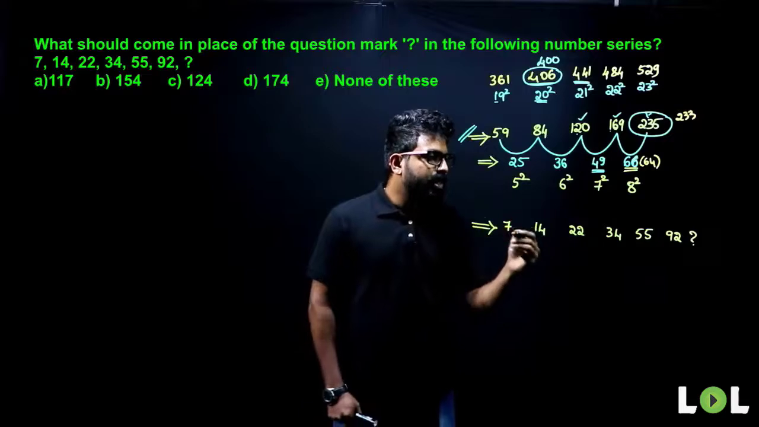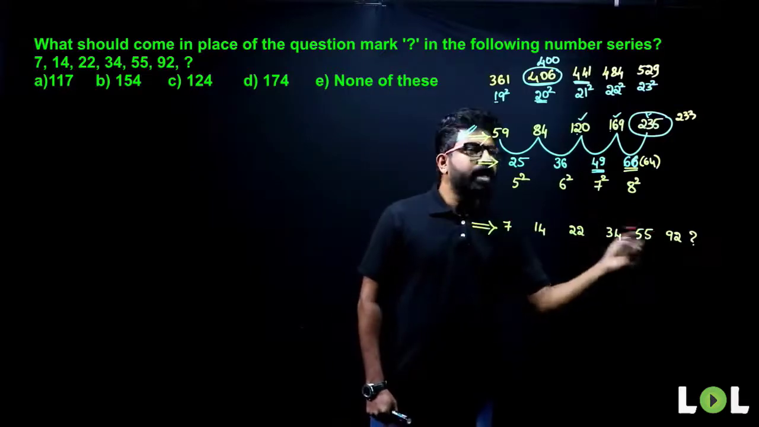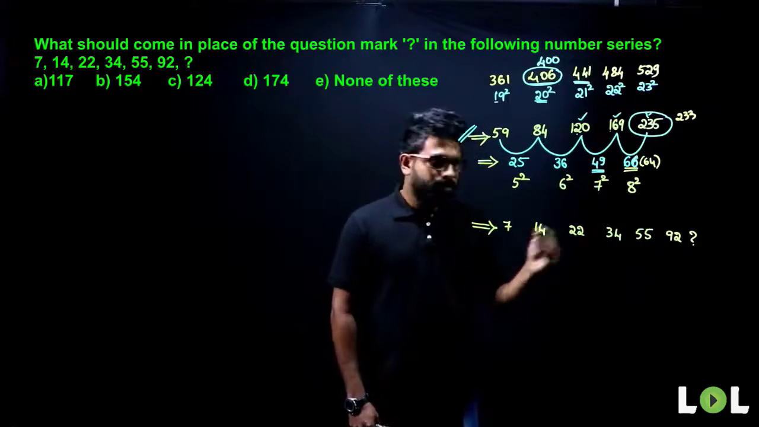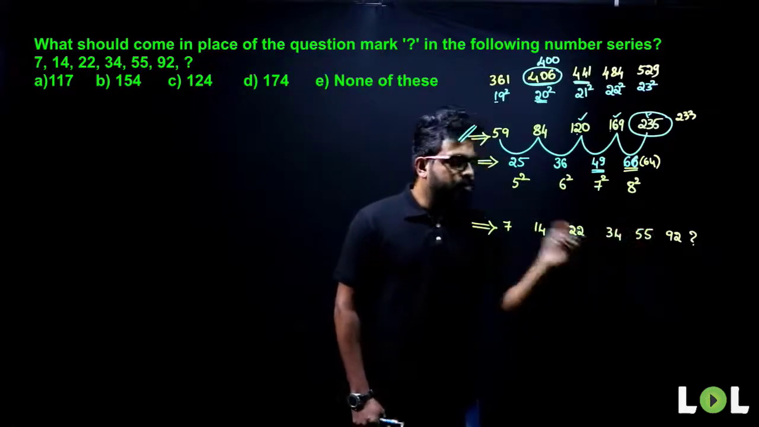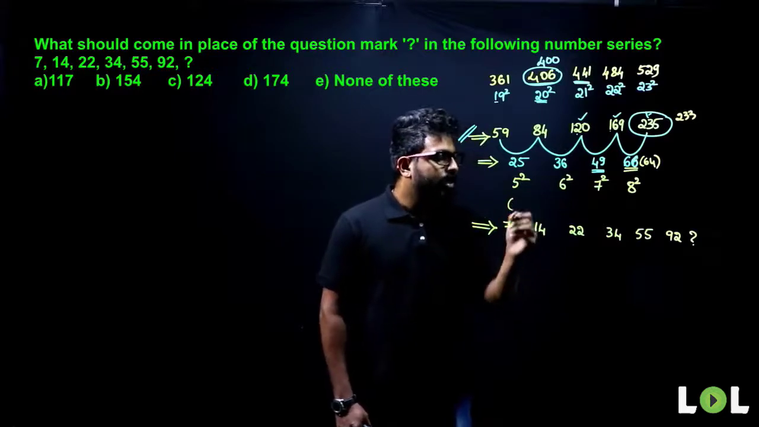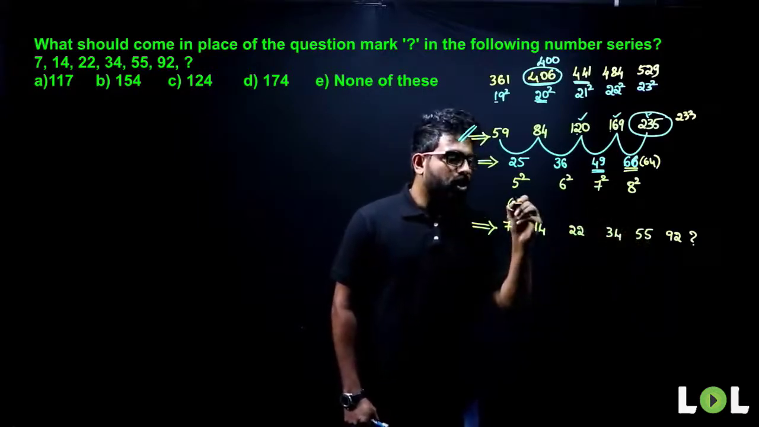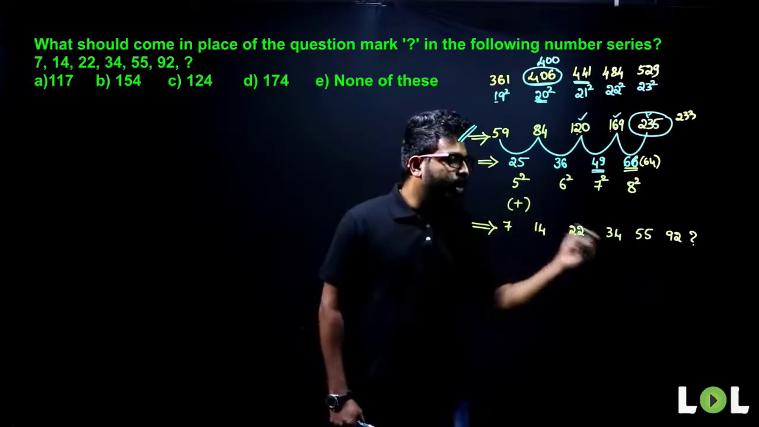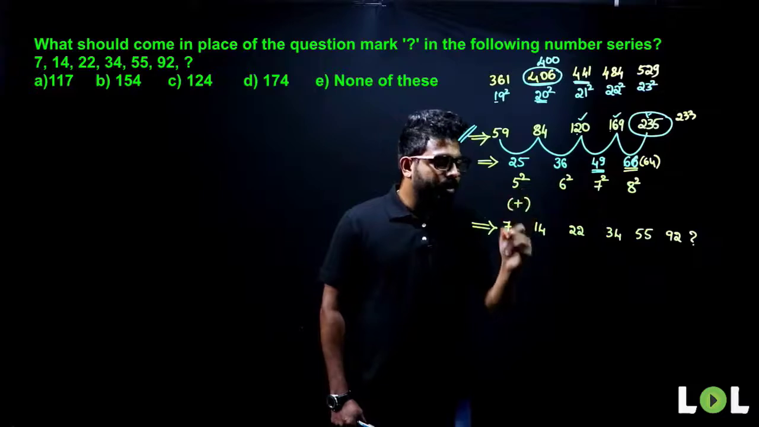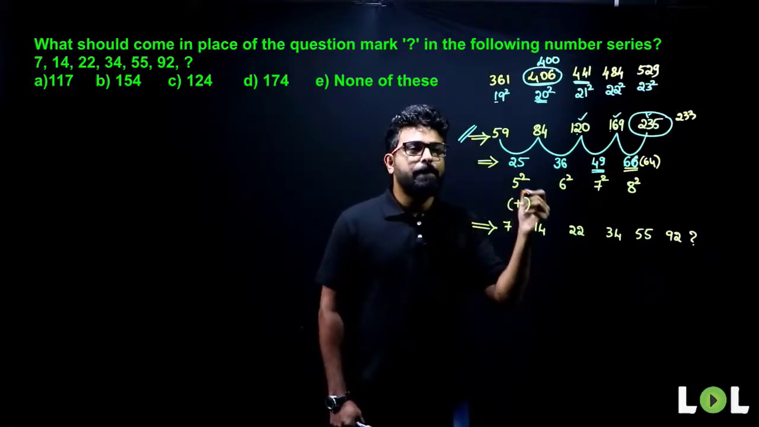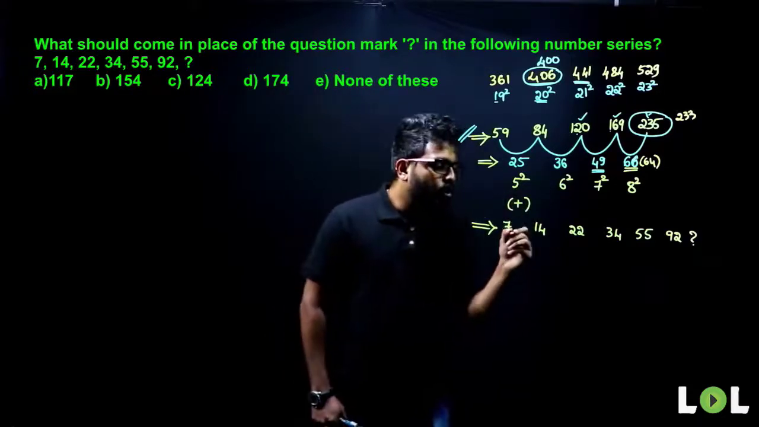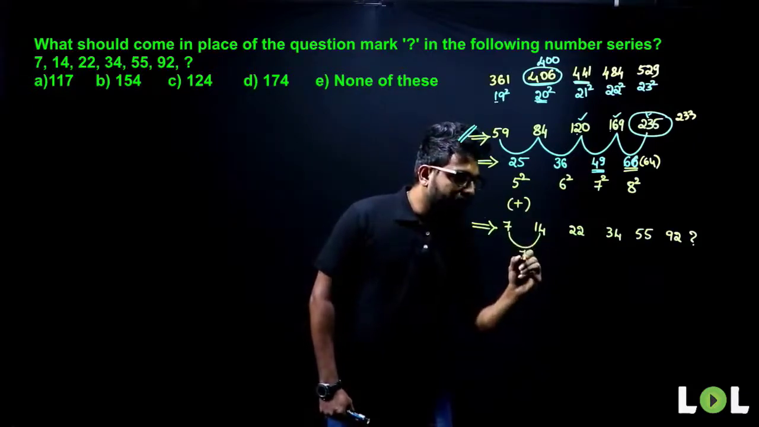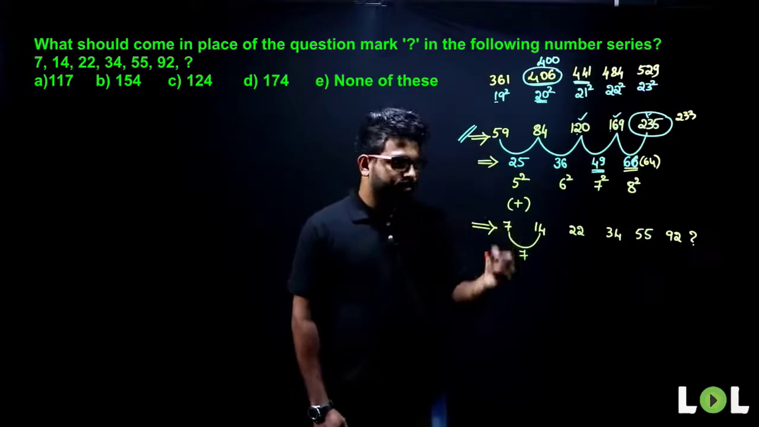So what are these? 7, 14, 22, 34, 55 and 92. When you look at this series, what do you understand? We can directly tell that the difference is small, hence there is addition or subtraction. Since the terms are increasing, the logic is addition. Now you'll have to be in such a position that whenever you start looking at the series, you determine whether to take a difference or go with multiplication and division. Now here we'll go with difference. 7 to 14, I get 7 as my difference.